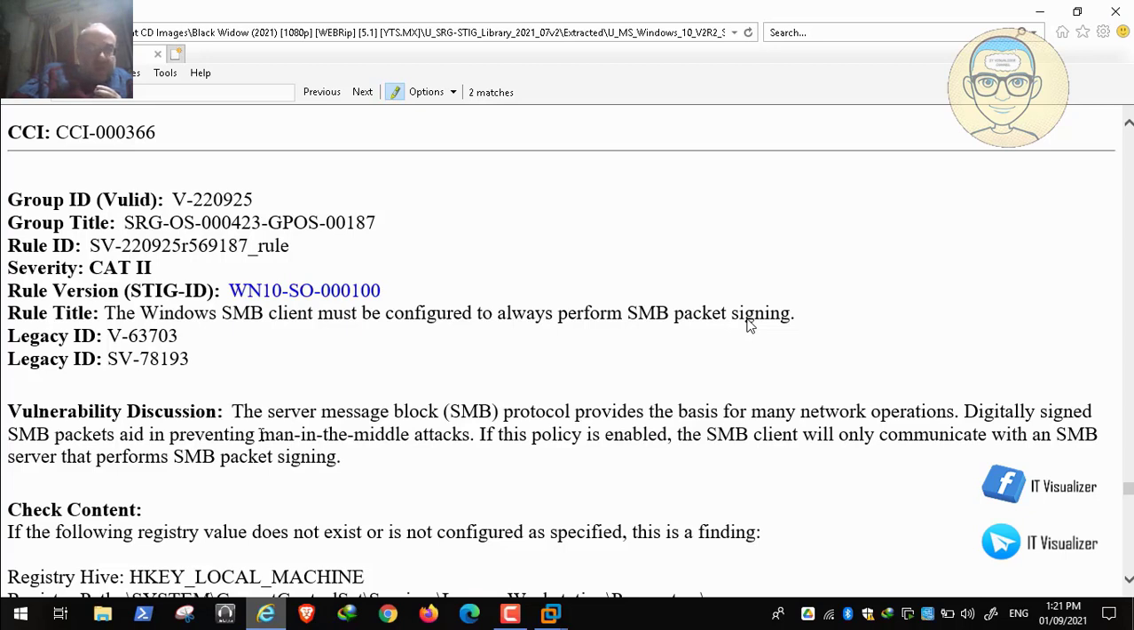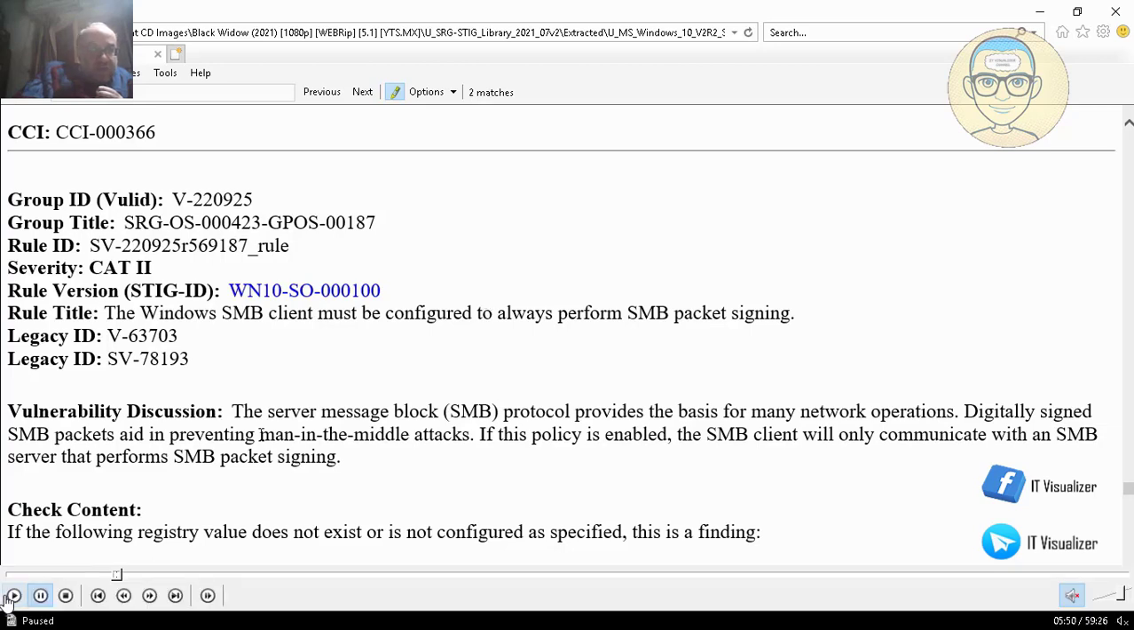So we will configure that the SMB client should always sign packets, and the server also should always sign packets, because there are two sides of this equation. So let's see how this could be. This will only communicate with an SMB server that performs SMB packet signing. So the server should allow SMB packet signing, and the client should allow SMB packet signing. So we have two sides of the equation.